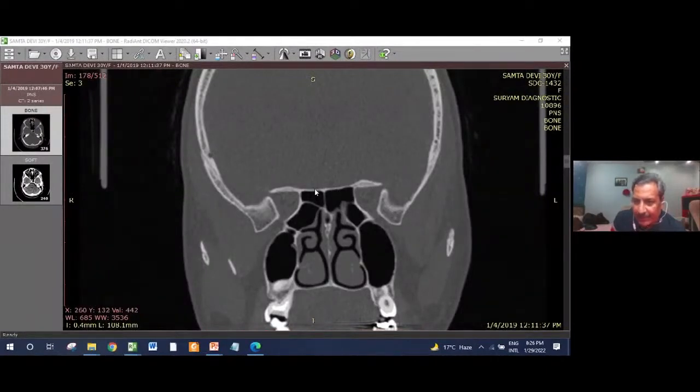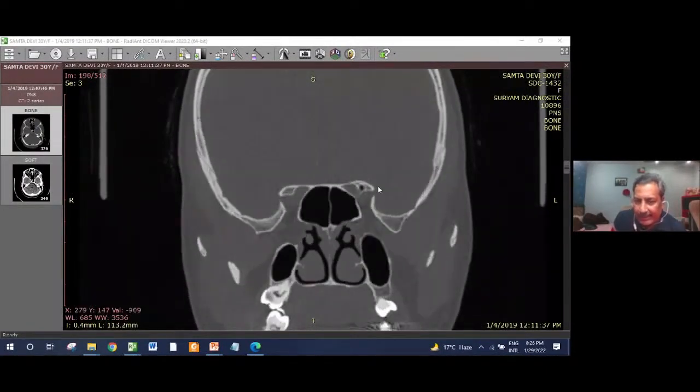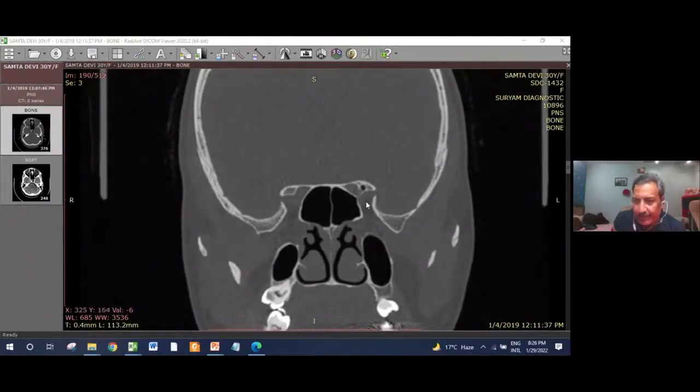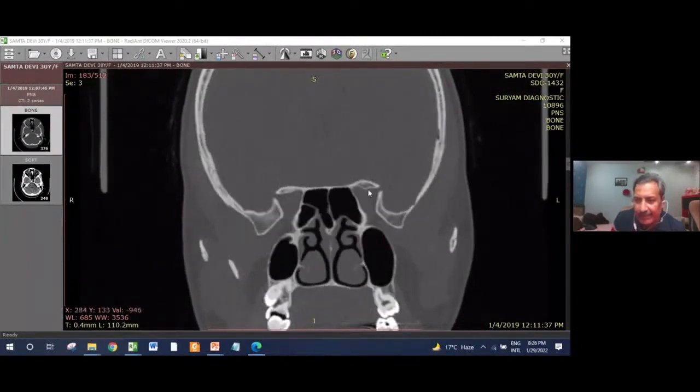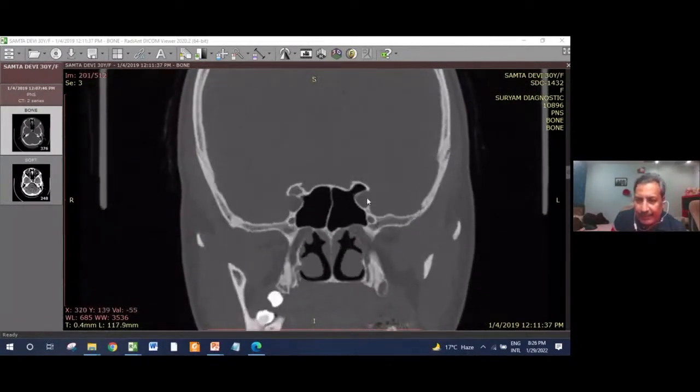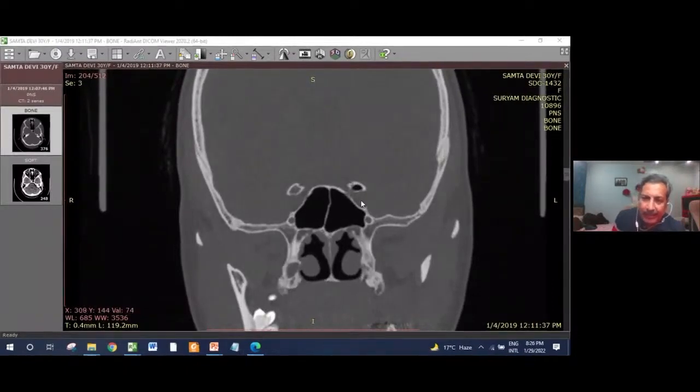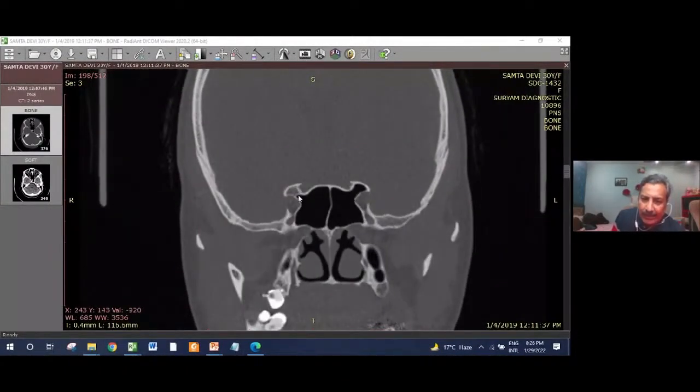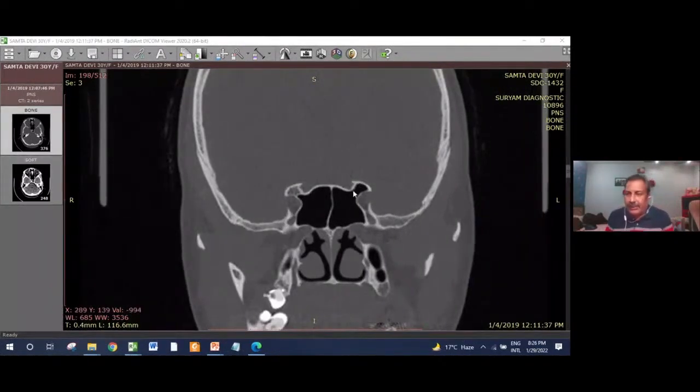This is the lesser wing of the sphenoid, and this is the greater wing of the sphenoid. That's the lesser wing of the sphenoid, and in between them is the superior orbital fissure. And see this, there's the clinoid processes, and this pneumatization of the clinoid process forming the, and what you see endoscopically, this is the optico-carotid recess.